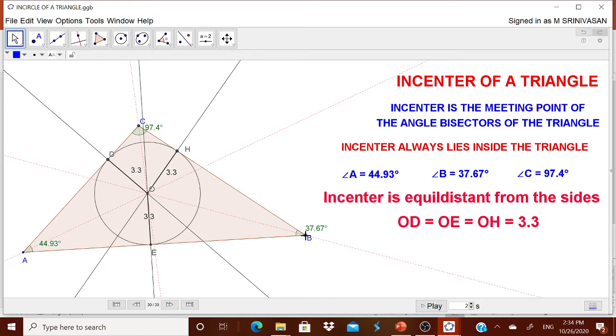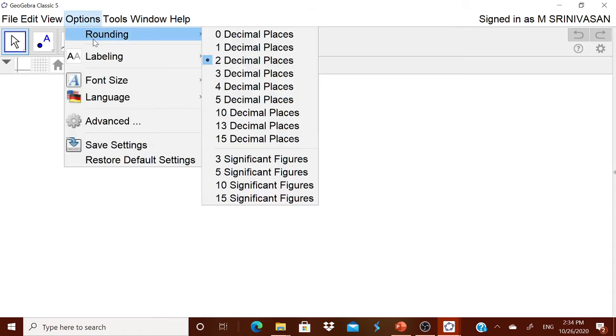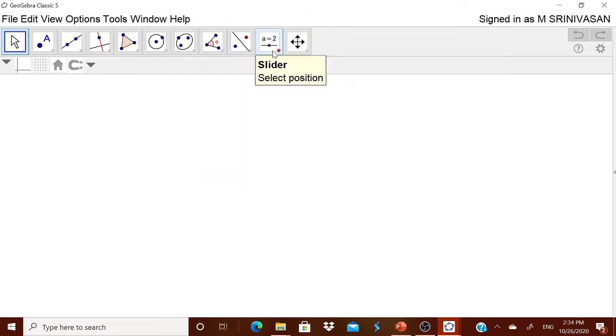Let us try to design this dynamic worksheet from scratch. For that, I have taken a GeoGebra Classic 5 worksheet and I have selected geometry view, and in options I have selected rounding off to 2 decimal places, and labeling I have selected new points only.